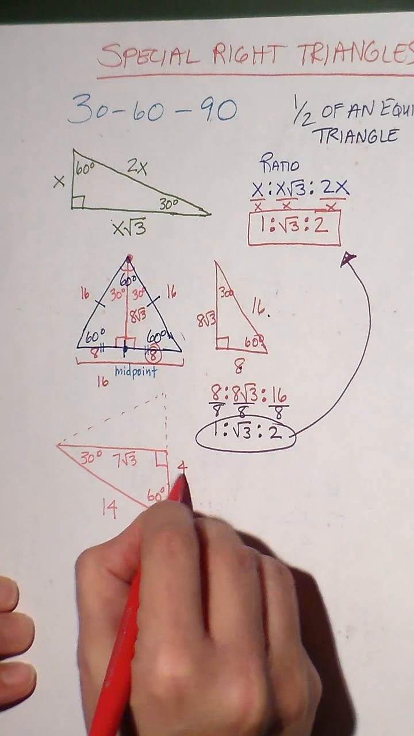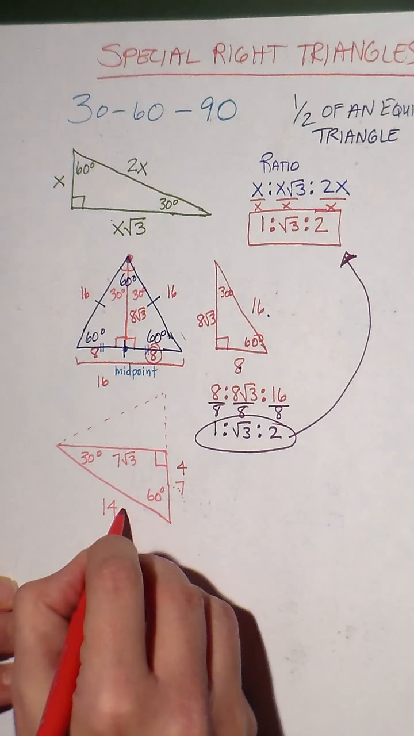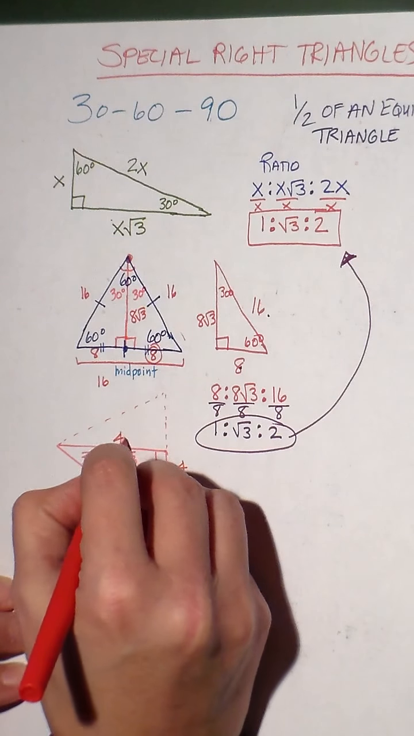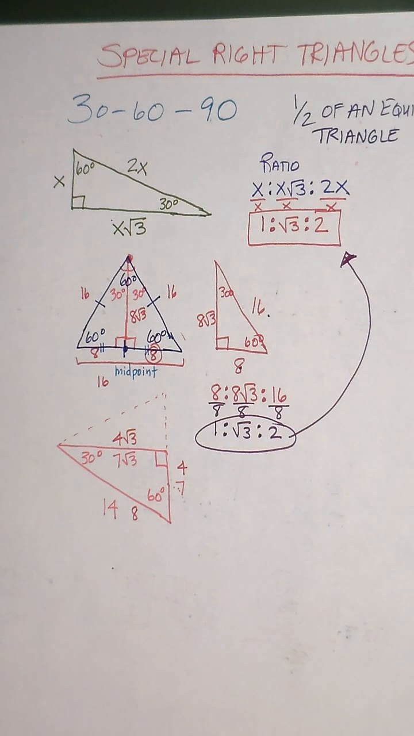We'll do one more example. What if this side was 4? Then what would the hypotenuse be? The hypotenuse would be 8. And the medium side would be 4 square root of 3. So you can see how the pattern is building.